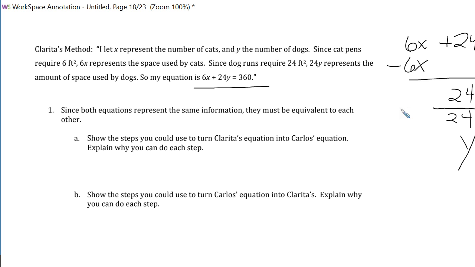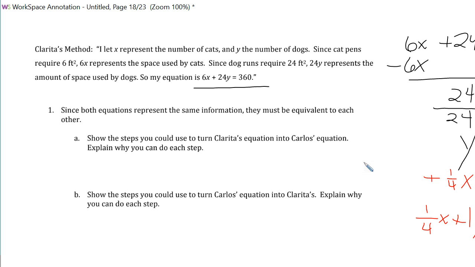So yes, negative 1/4 x plus 15. That is how these two equations are the same. Now, how would we go from Carlos's equation back to Clarita's equation? Well, now we want to get the number by itself. So what would be our first step, Carson, if we want to get the number by itself? We're going to add 1/4 x. Okay? So you get 1/4 x plus 1y equals 15.